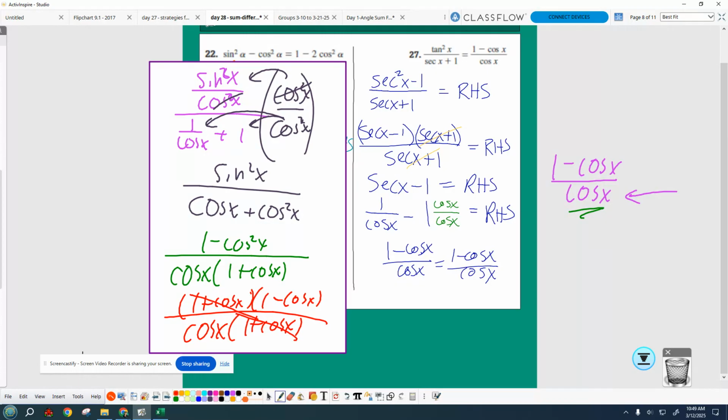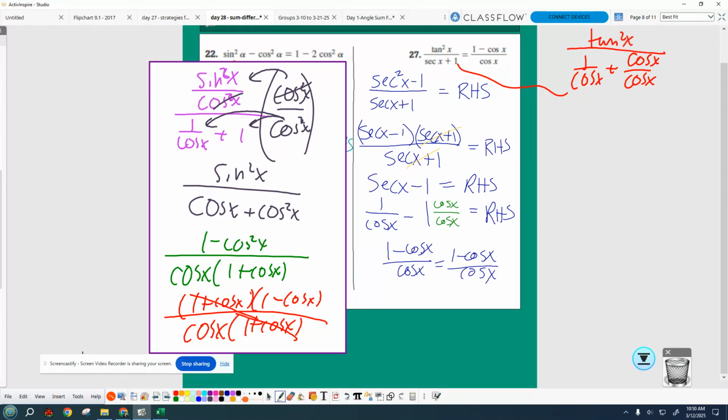Instead of multiplying, I added 1 to the bottom by doing cosine x over cosine x. Okay. And then I use that to cancel out 1 cosine. It's kind of hard to explain without writing it down. So here you did, I did the same thing with changing it to sine and cosine and 1 over cosine. And tangent squared is up top? Yeah, I changed that to sine over cosine.